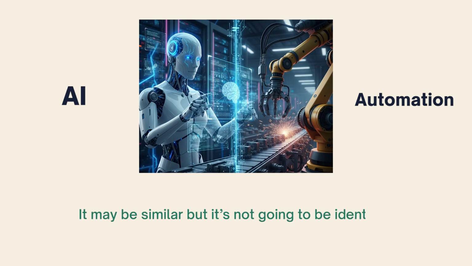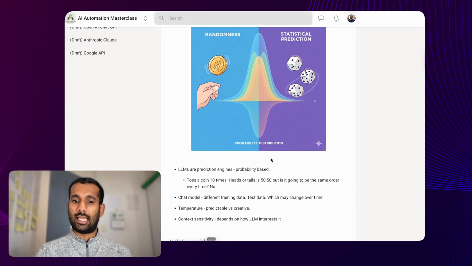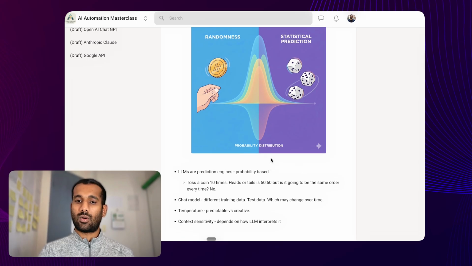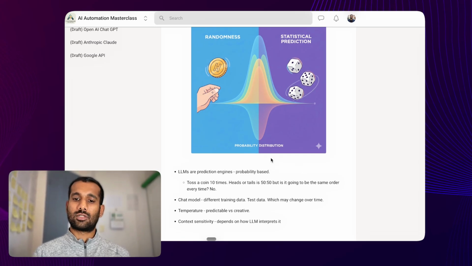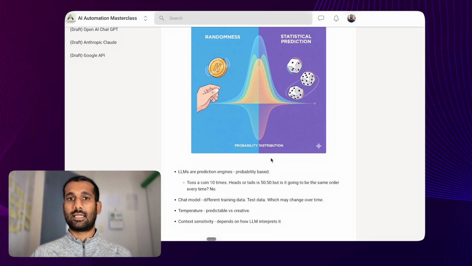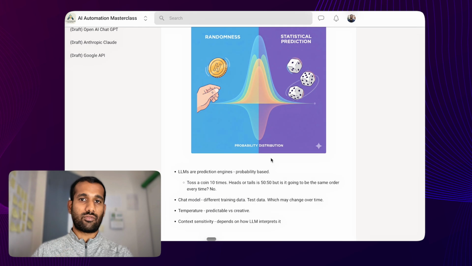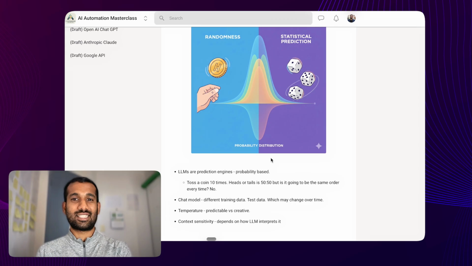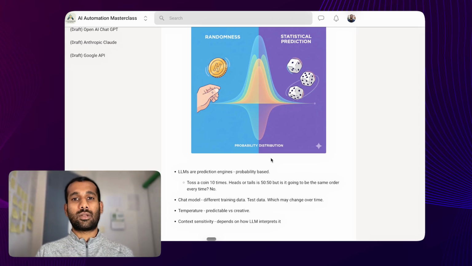It may be similar, but it's not going to be identical because LLMs at the end of the day are prediction engines. They are probability based. So if you toss a coin 10 times, the probability of getting heads or tails is 50-50. But is it going to be the exact sequence? Are you going to get five heads and five tails every single time? No. Are you going to get head, tail, head, tail, head, tail, head, tail, head, tail every single time? No. The patterns are going to keep changing because that's how prediction models work.